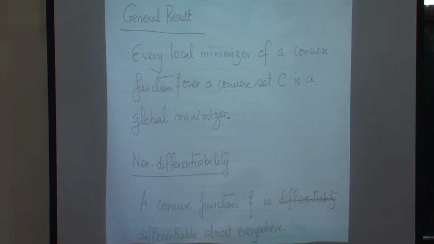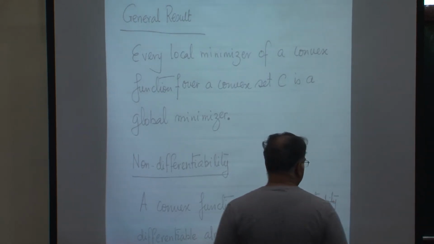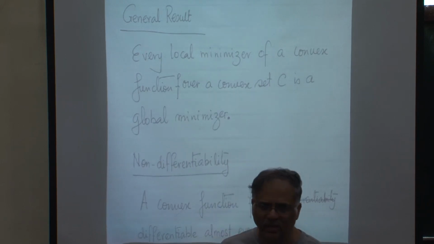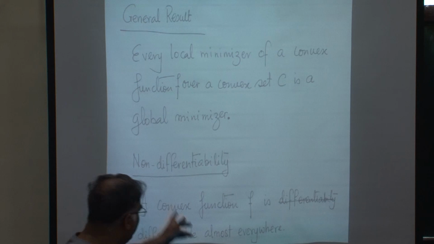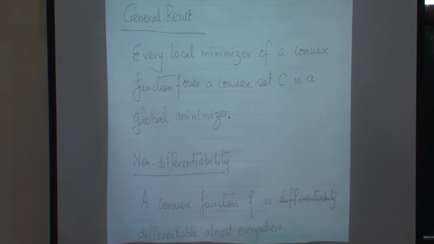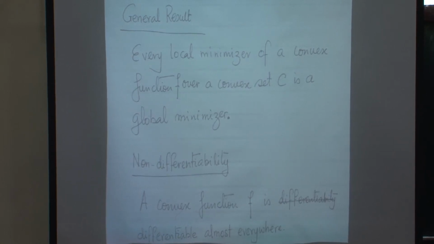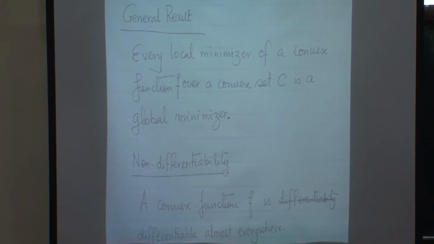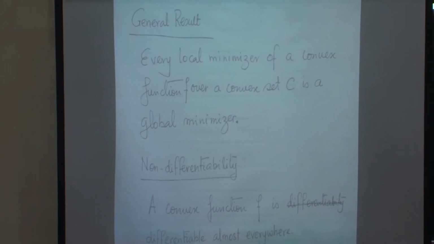But the beauty is that for a convex function, we don't have to bother about it. Every local minimizer is a global minimizer. So this is a very important thing. Once you do anything in optimization, whether you use it in your thesis or in some application, please remember that if you want to minimize a convex function over a convex set, then every local minimizer is global. This is absolutely fundamental to the understanding of optimization itself.